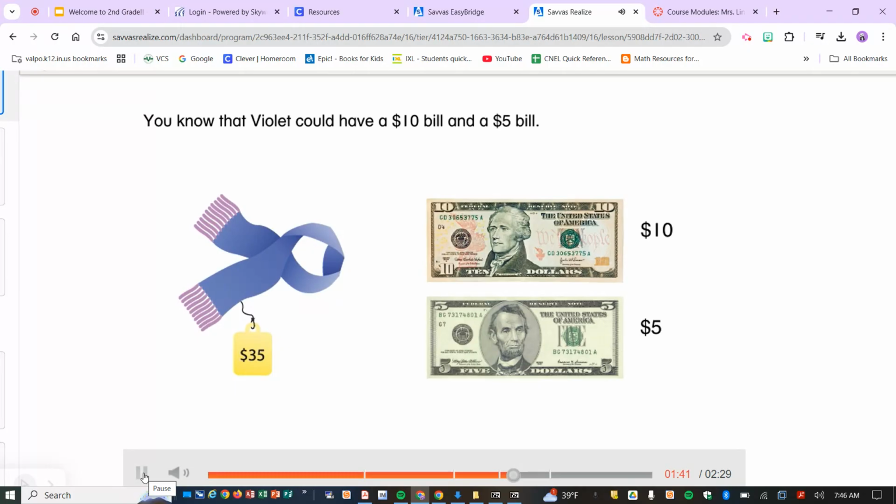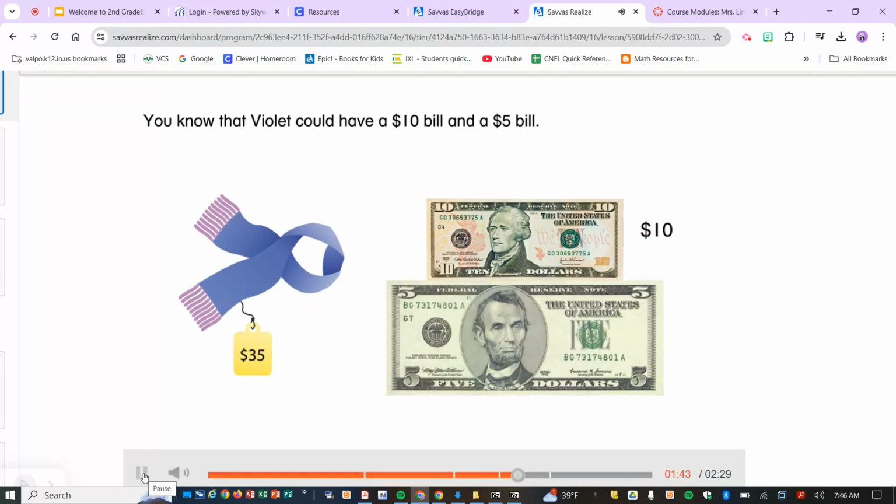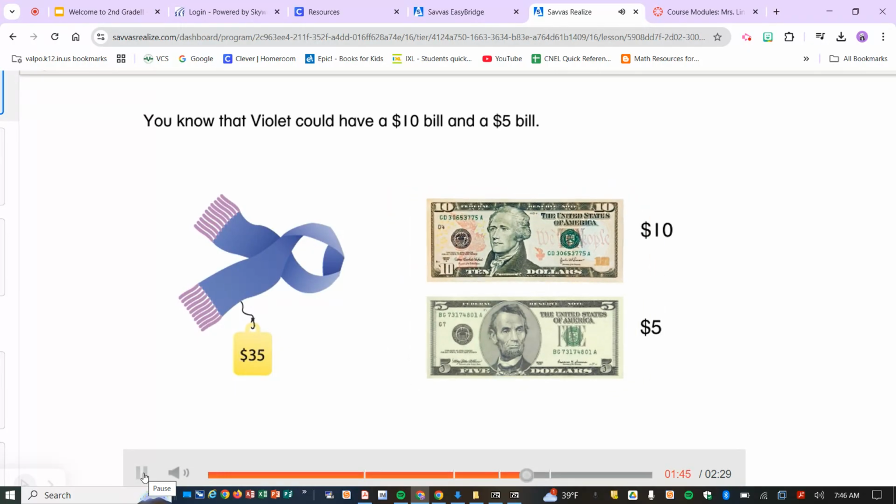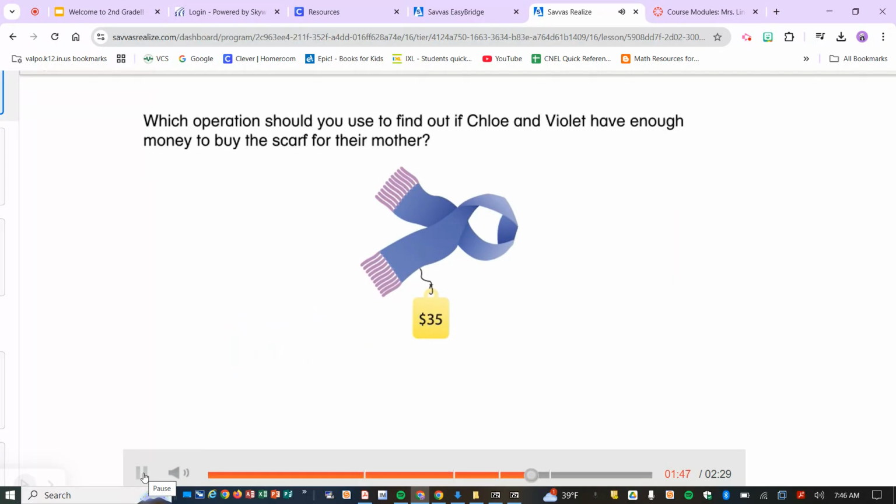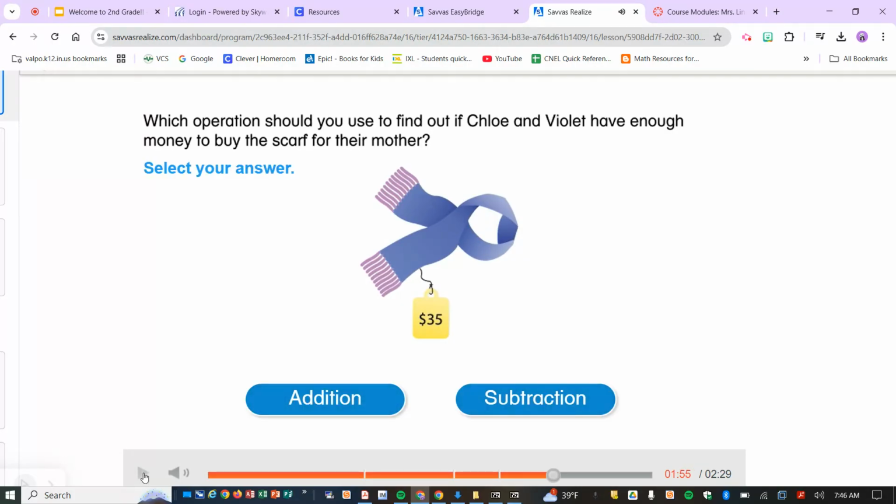You know that Violet could have a $10 bill and a $5 bill. Which operation should you use to find out if Chloe and Violet have enough money to buy the scarf for their mother? Select your answer. Okay, now we need to add the money that Chloe has to the money that Violet has to see if together they have enough. So we will use addition.